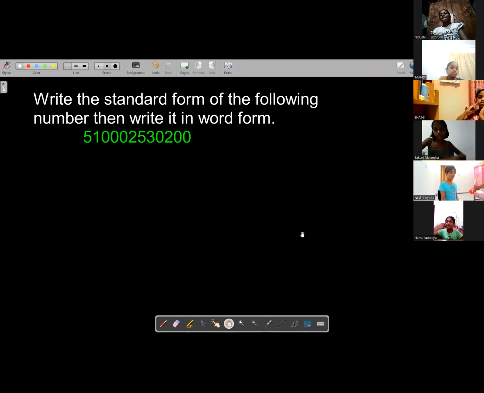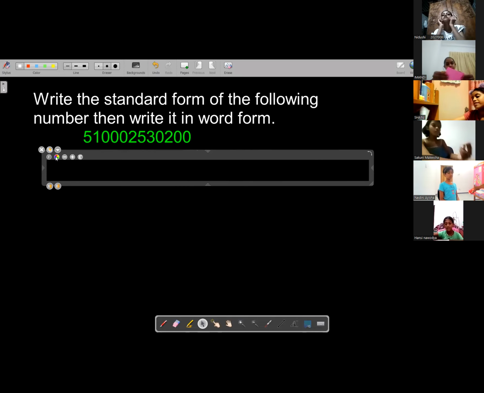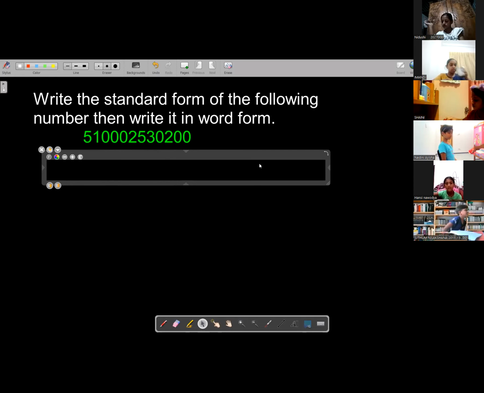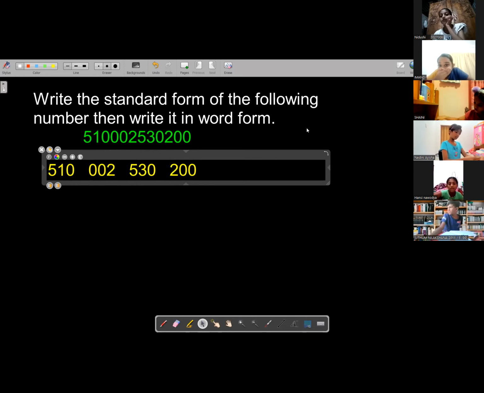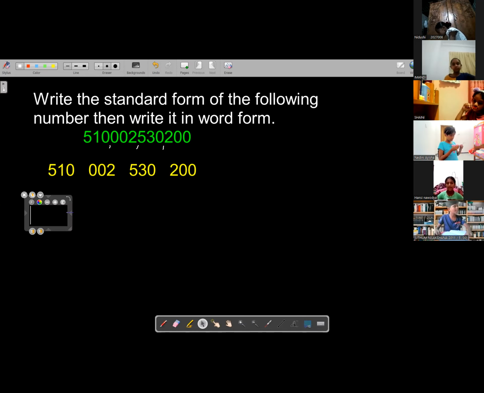Okay. Now look at your answers, correct or incorrect. First you have to write the standard form. There are two answers you have to write, right? One is the standard form and the other is the word form. Look at the standard form of this number. That's the answer: 510 space 002 space 530 space 200. Right? When writing the standard form, separate the periods in that way.